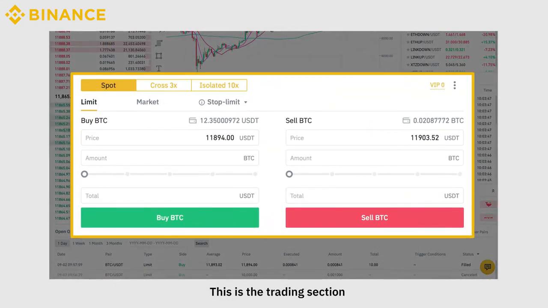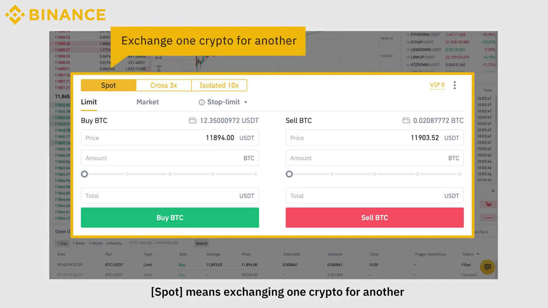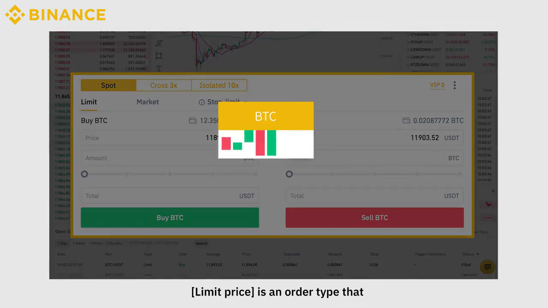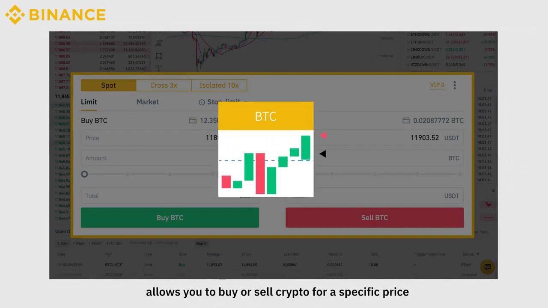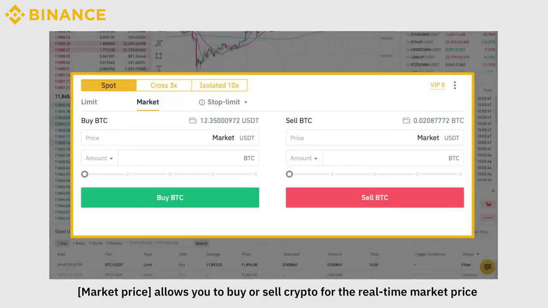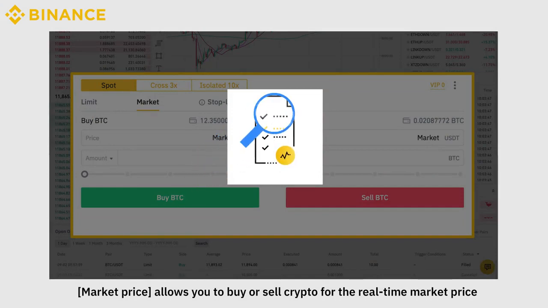This is the trading section. Spot means exchanging one crypto for another. Limit price is an order type that allows you to buy or sell crypto for a specific price. Market price allows you to buy or sell crypto for the real-time market price.